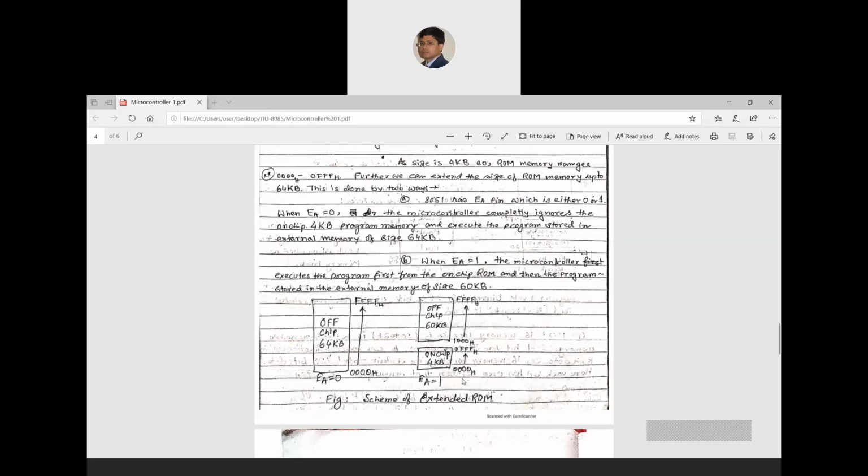And the condition here is that the pin value of EA is 1. But when you change the pin value of EA to 0, and you have already connected the external ROM with the microcontroller, then the microcontroller completely ignores the internal ROM.